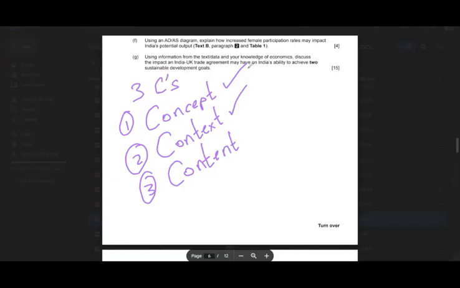Finally, when you've made that argument, so you've made the reference to the case study, you've said the advantage or you've said the disadvantage, create your content. Give your opinion. Does it work? Is it going to be effective?